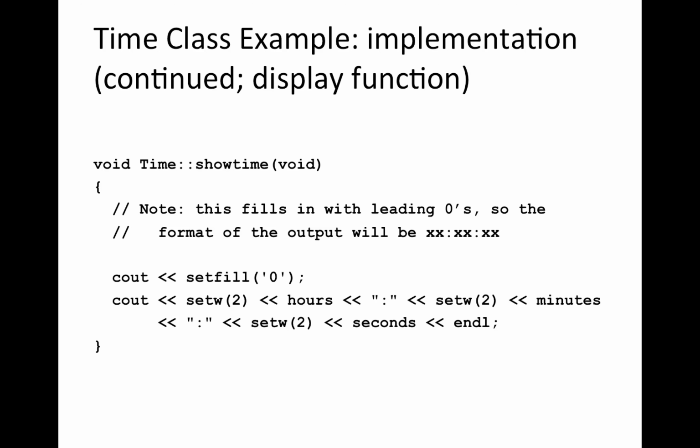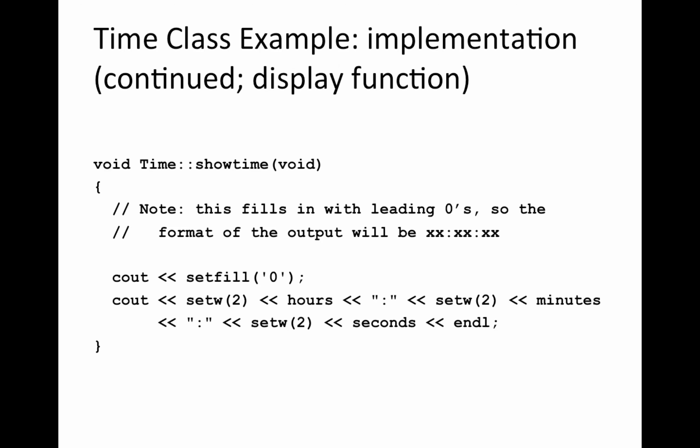The rest of our implementation section is the function definition for the showtime function. This is going to display the hours, minutes, and seconds from a particular object, and rather than using the default of a blank space, we're going to have zeros as the fill character. So what we want is the format to be hours as two numbers. So if it's 7 o'clock, it might be 07, for example, colon the minutes, colon the seconds. So we set the fill character to 0, and we're displaying the hours, colon, minutes, colon, and seconds. Okay, so that was our implementation section.